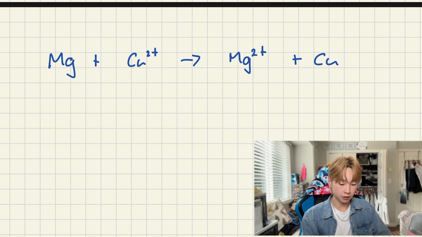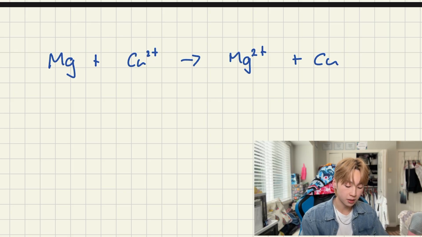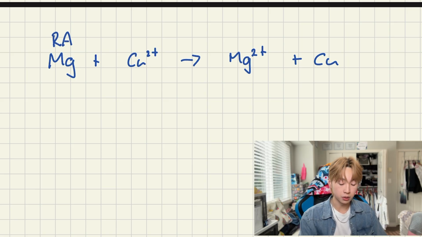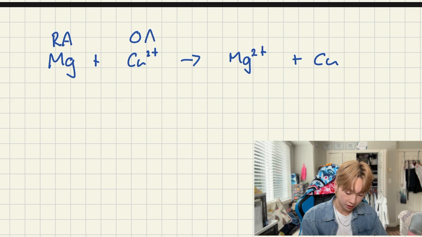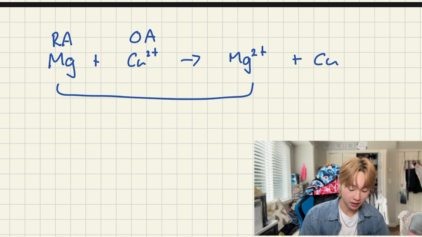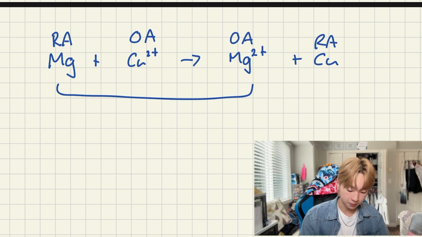Now let's label our reducing and oxidizing agents. We know that magnesium is oxidizing, so that's going to be our reducing agent. And our copper reduces, so it's going to be our oxidizing agent. And then similar to our acid and base unit, you kind of treat these as conjugates. So if on the left side it's going to be the reducing agent, on the right side it's going to be the oxidizing agent. Same for copper.